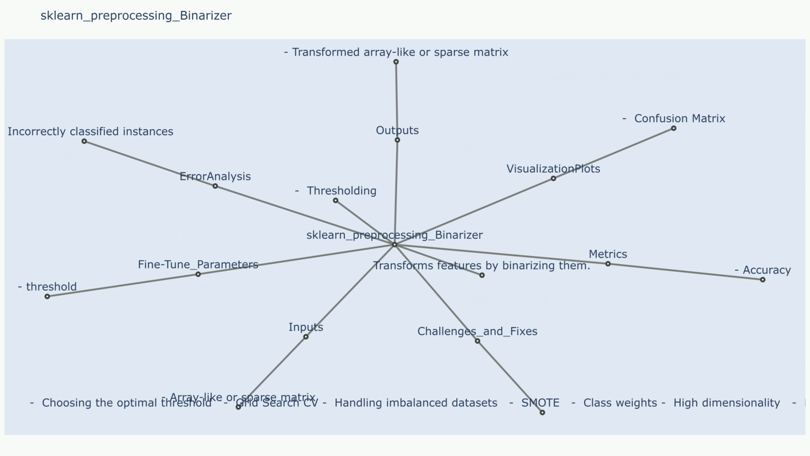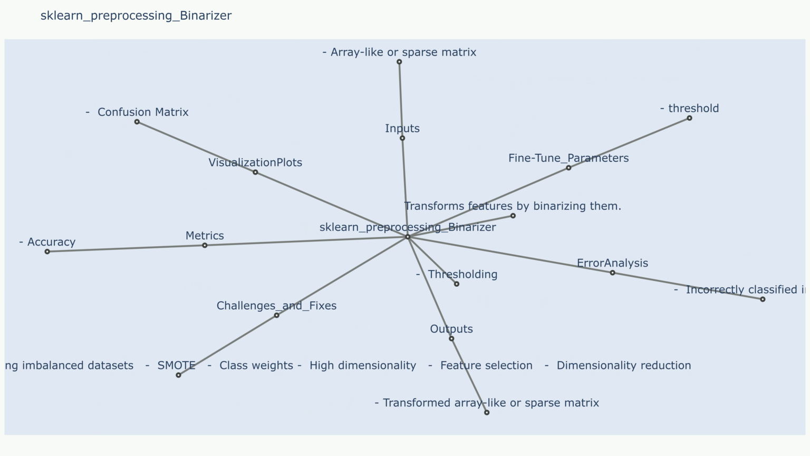Outputs: Transformed X, a NumPy array or pandas DataFrame containing the binarized features. Self, the Binarizer object itself, allowing for reuse of the same transformation on different datasets.